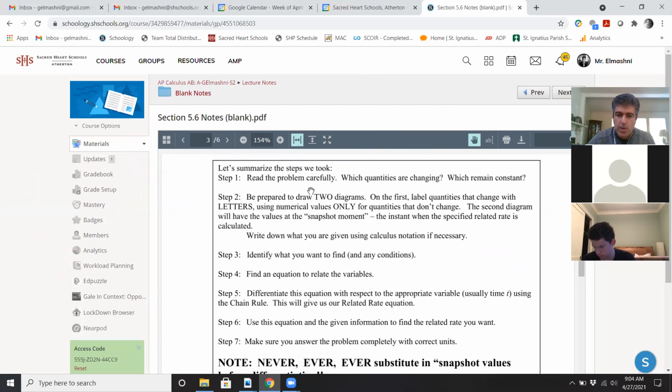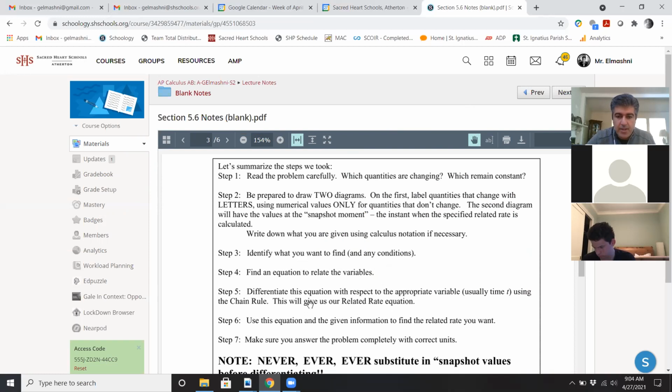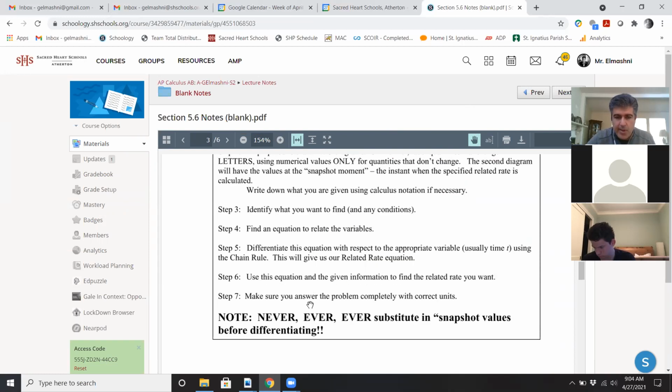Do 2 diagrams, one labeled with letters, one with numerical values, which I like to call the snapshot moment. Identify what you want to find. Like, okay, what do we have to figure out? Come up with the equation, relate everything. Then do the derivative, plug in what you know, and solve it. And make sure you state your units. Actually, I should have stated my units was miles per hour.